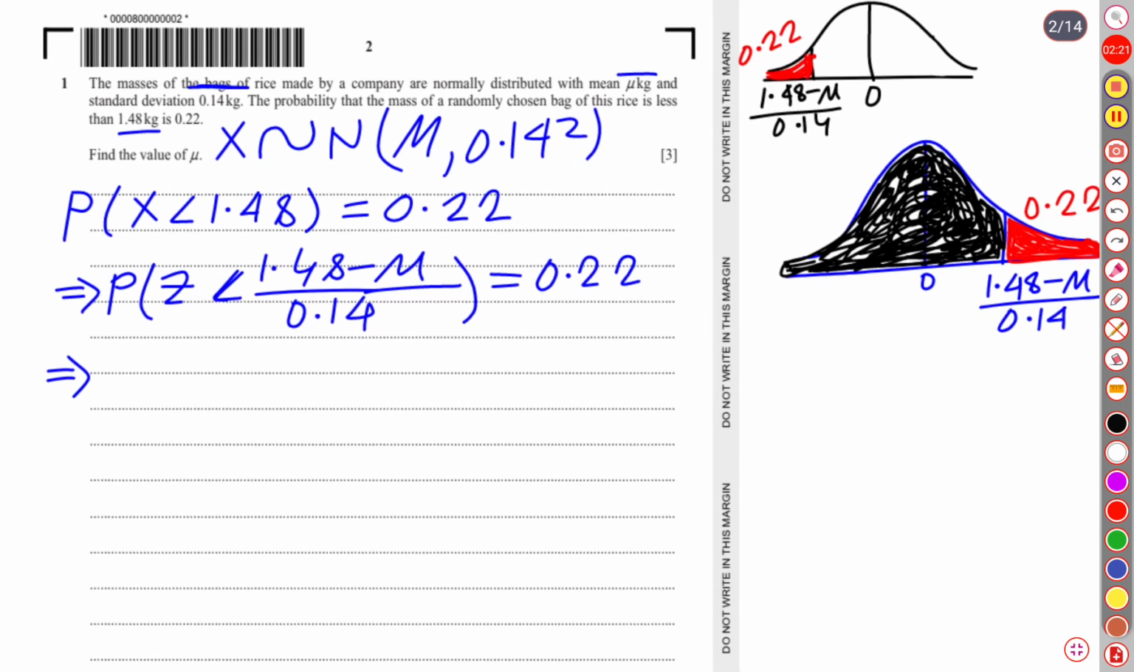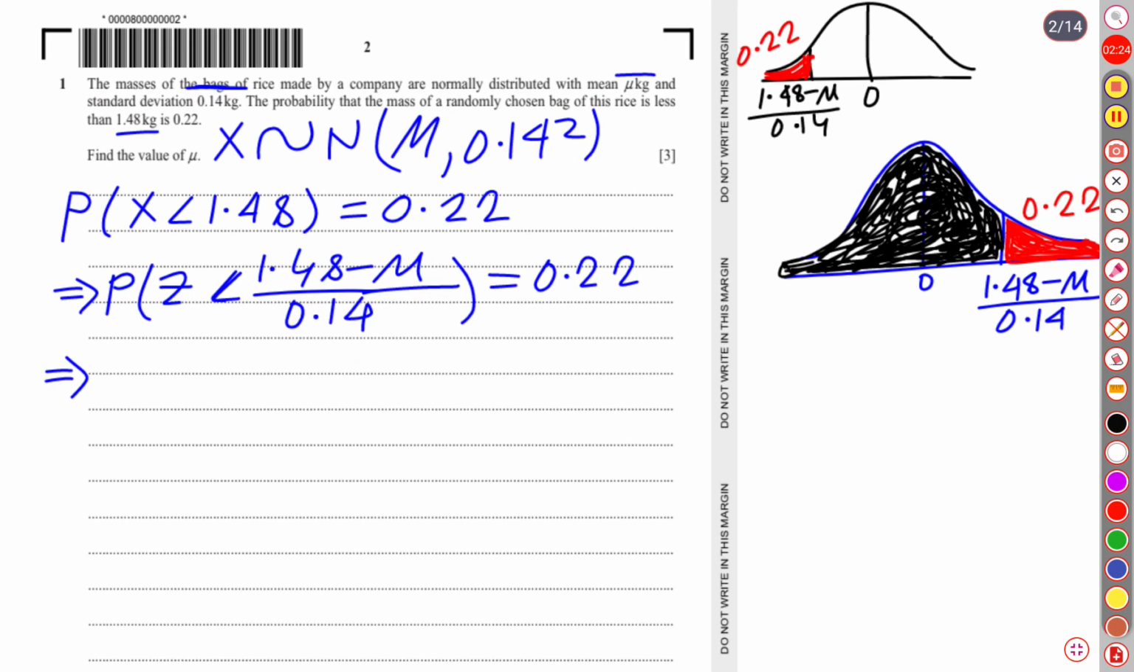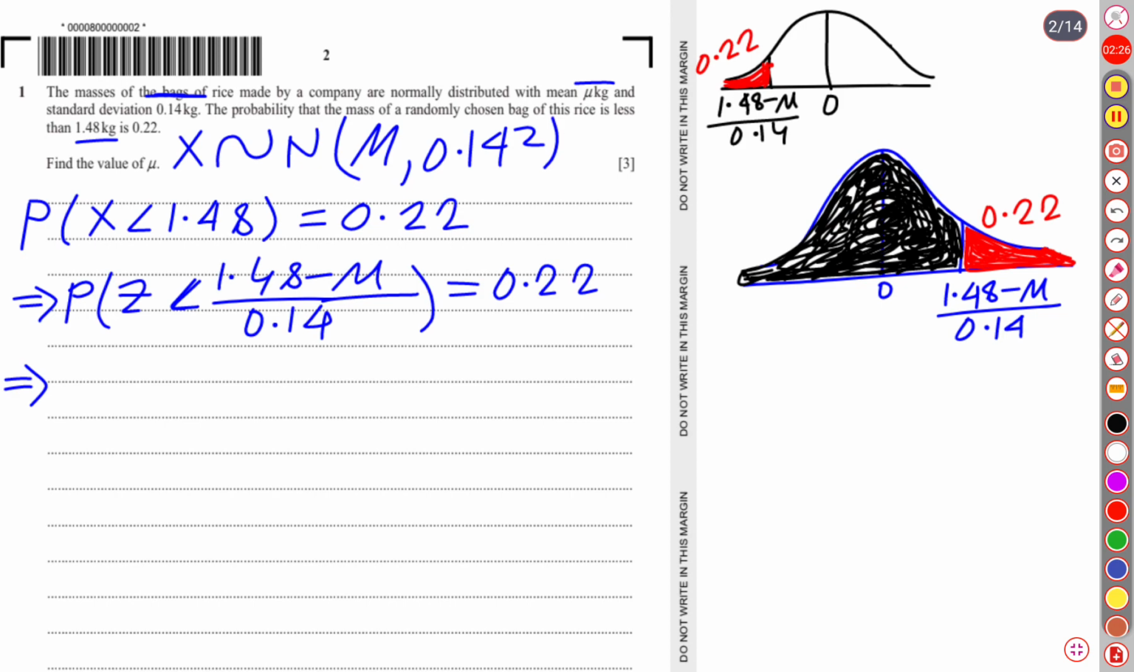They have told us that our probability is 0.22, and this probability is lying to the left part of the z score. Suppose this is our z score. As it is lying on the left side, less than z score is actually the left side. If this is our z score, (1.48 minus mu) over 0.14, our probability is 0.22, so only this shaded part is our probability to be obtained.